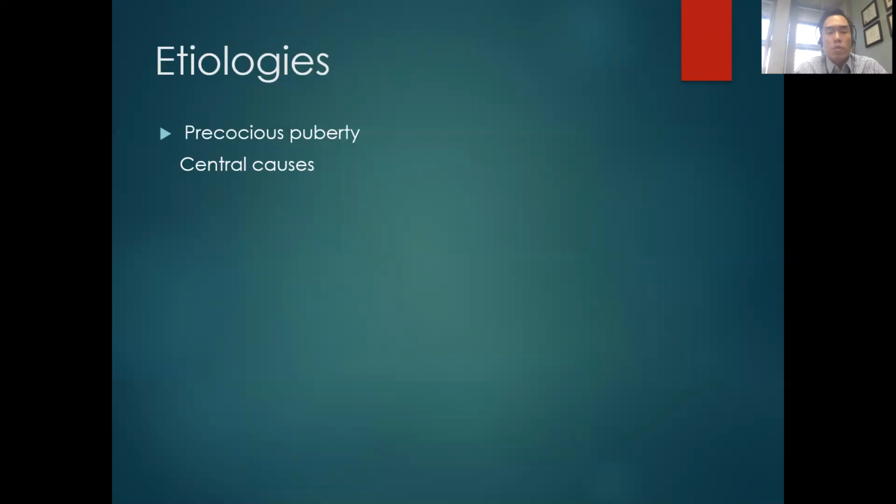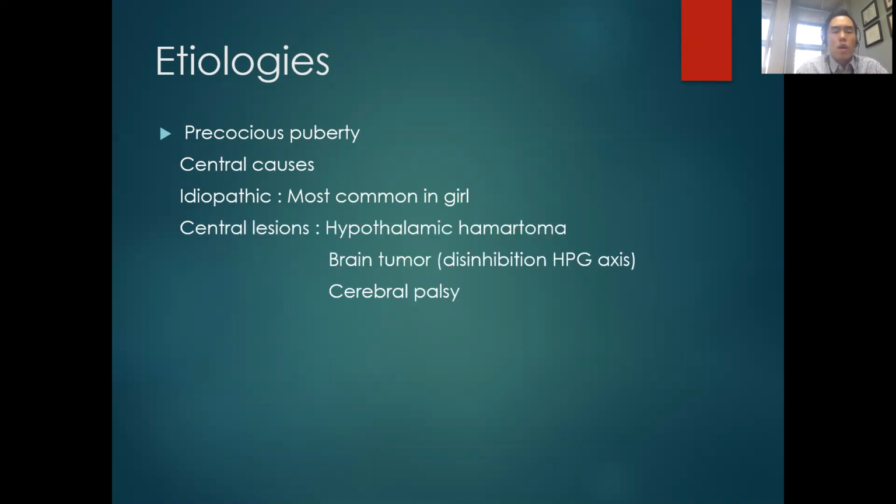So for the etiologies of precocious puberty, for central causes, we often think of a central lesion, right? However, the most common cause of precocious puberty is idiopathic, especially in girls. Other central lesions include hypothalamic hamartoma or brain tumor, which is counterintuitive because you think of a brain tumor as a destructive lesion. However, in some cases, the brain tumor disinhibits the suppression of the HPG axis, causing puberty to start earlier. Or a patient with cerebral palsy.